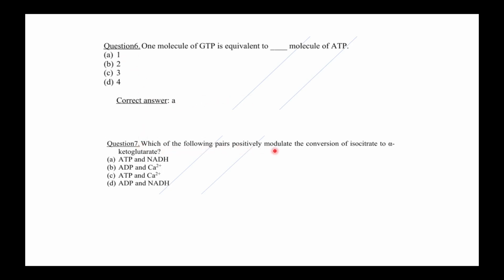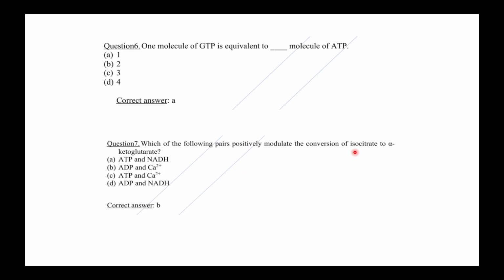Which of the following pairs positively modulate the conversion of isocitrate to alpha ketoglutarate? What we are talking about is the citric acid cycle. Okay, so can anyone take any guess? It's okay. If you know, it's well and good. If you don't know, that is also fine. Any guess or any idea? So ADP, yes, yes.